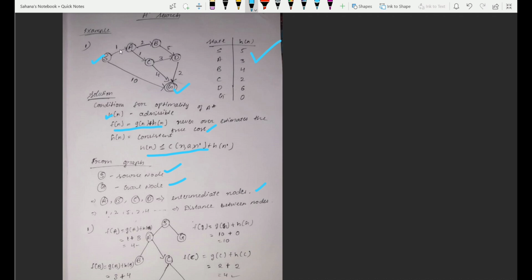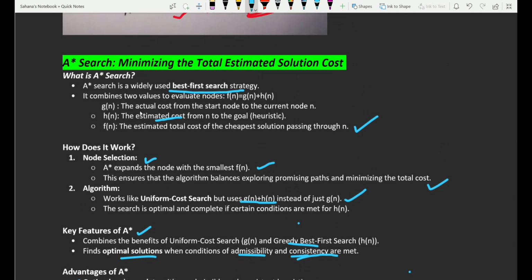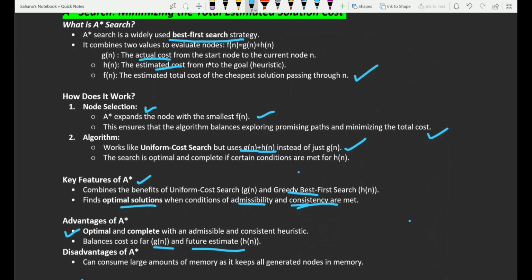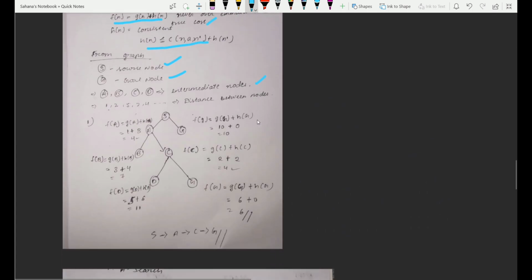Okay, from S to A, what is the distance? That is the g of n, the estimated cost. We read here, what is g of n? The actual cost from the start node to the current node. Remember this: from the start node, the initial node, to the current node. You should remember this. Means we should add the above nodes also. I'll explain it in the example.